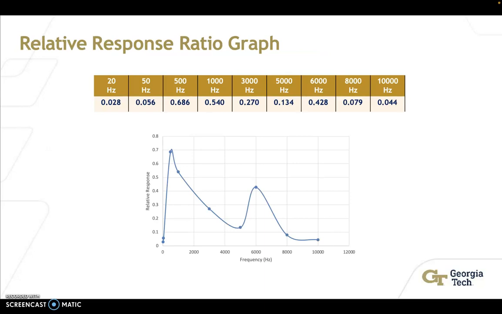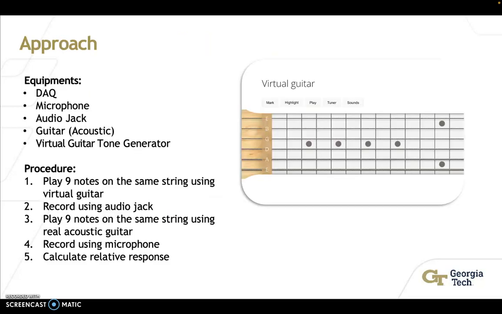So here's what I got from the validation. As you can see, all the relative responses are less than 1, which means the audio jack outperforms the microphone at data acquisition. So now here is my approach to my experiment.